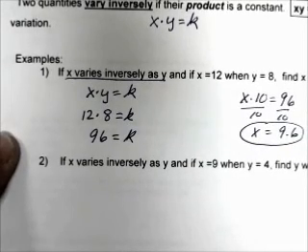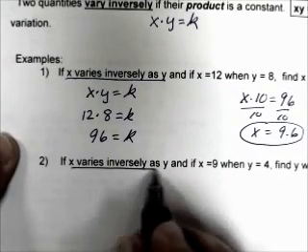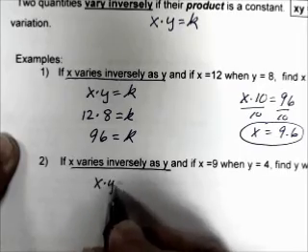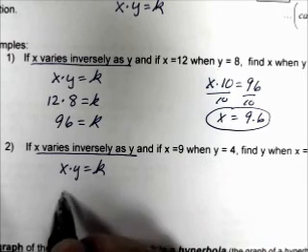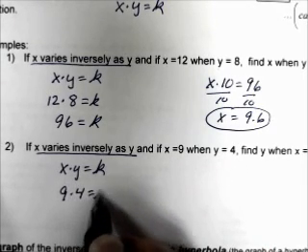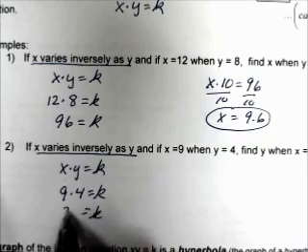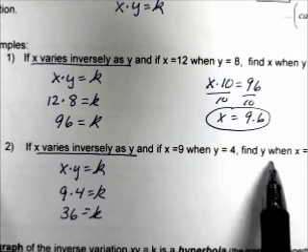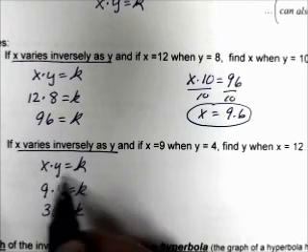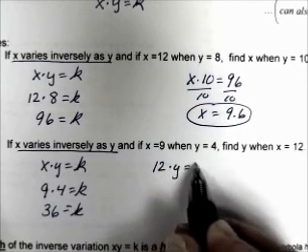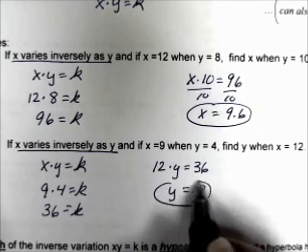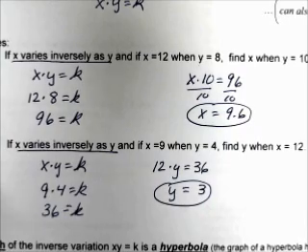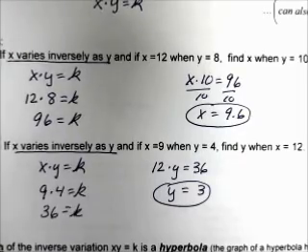Number 2, if x varies inversely as y, again, varying inversely, x times y equals some constant k. If x equals 9 when y equals 4, 9 times 4 is our value for k, which is 36. Find y when x is equal to 12. So 12 times y is equal to 36. Divide by 12 and y equals 3. Now the bottom third here, the graphing piece of this on page 10, we'll do together in class tomorrow.